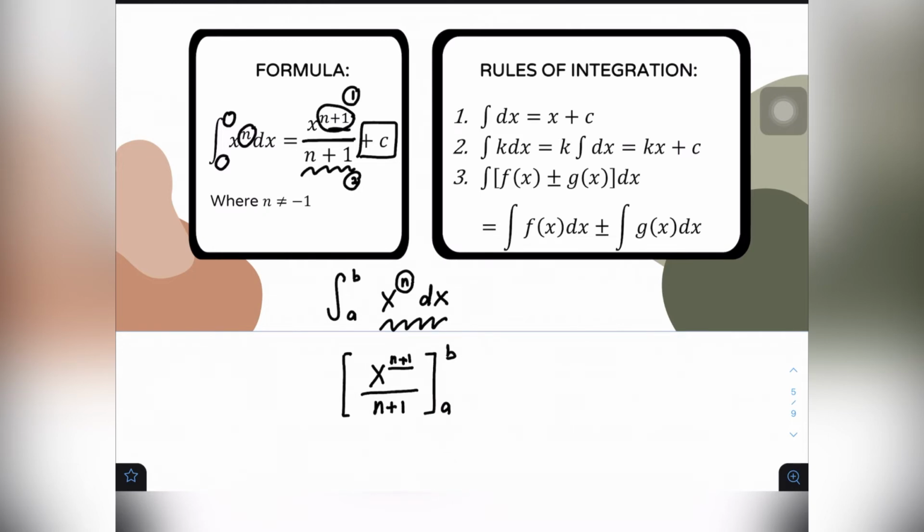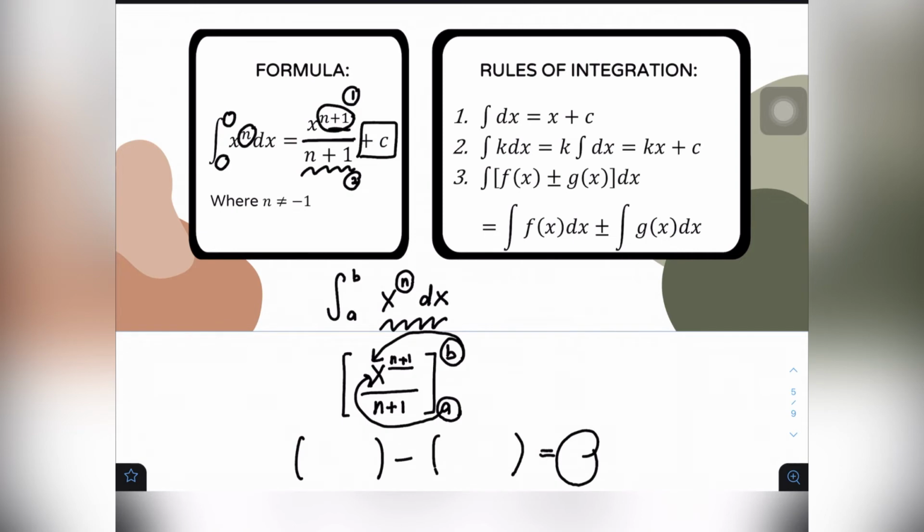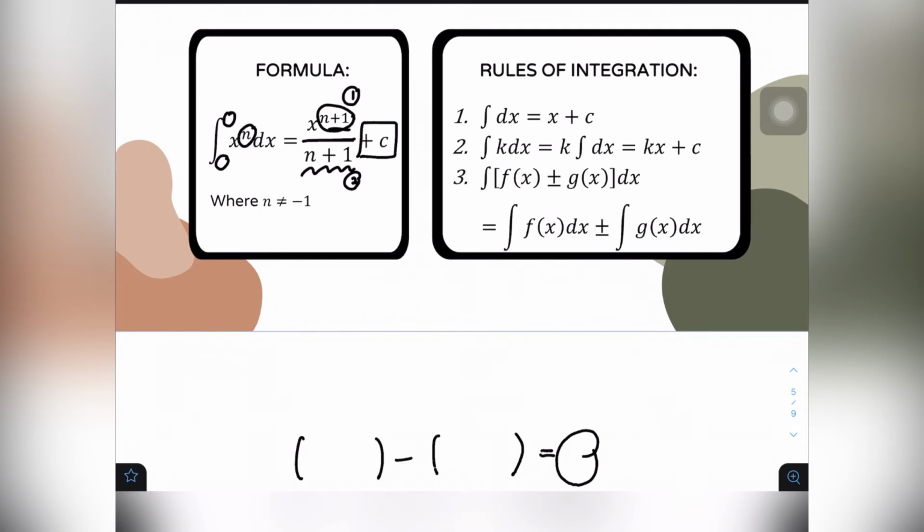How to compute? First, you will substitute the value of the upper limit into x, and then you will minus the substitution of the lower limit into x, and you will get the answer as a value. This is for definite integral, that we have done in the previous video. Okay, so this is the basic technique or formula to do an integration. Now we want to see a few rules of integration.